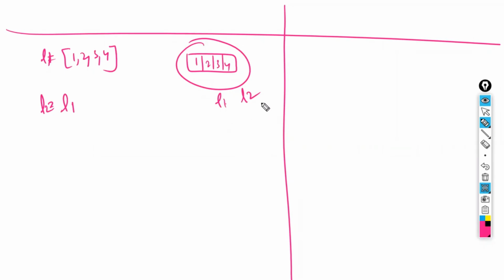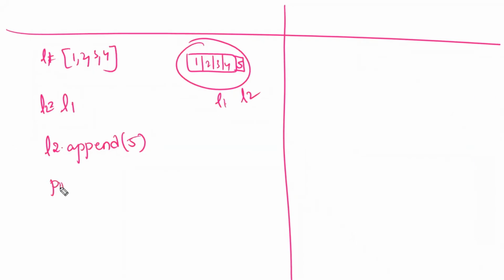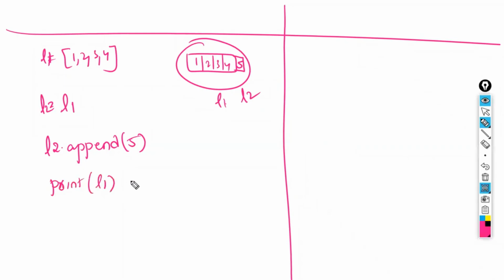Up to here, is everyone clear? No problem. Now, for L2, I'm doing the append of 4. Sorry, not append of 4, append of 5. Now, append of 5 for which one have you done? L2 you have done. Now, that L2 and L1 both are indicating the same list. Automatically, it will be applicable for L1 and L2. Now, if you print L1, what is the output of L1? 1, 2, 3, 4, 5. Print L2 means, again, it is also 1, 2, 3, 4, 5.